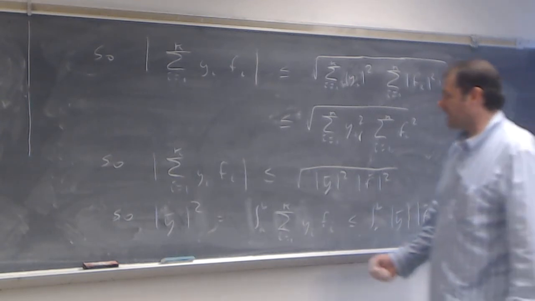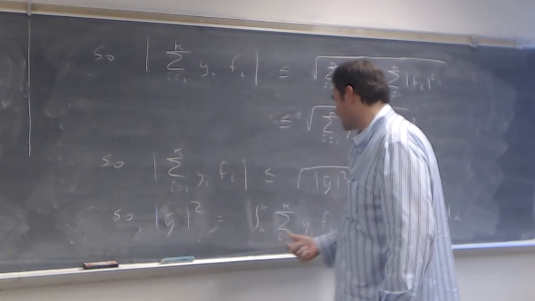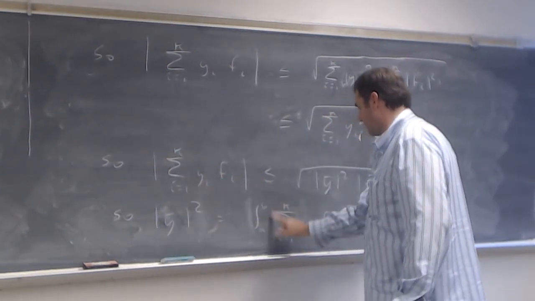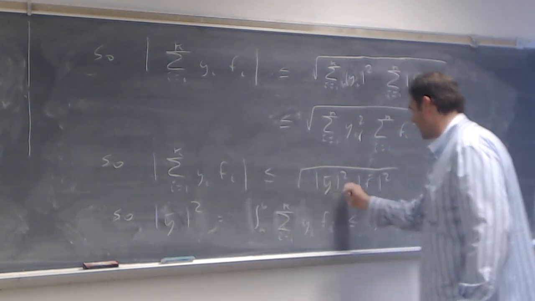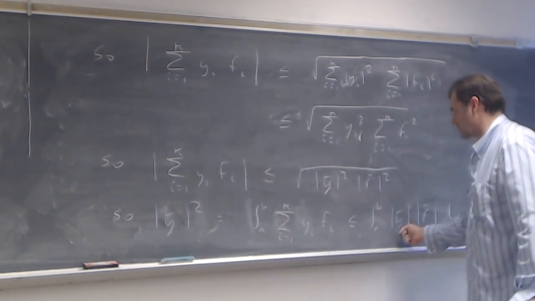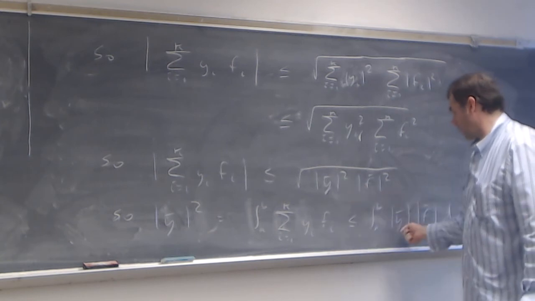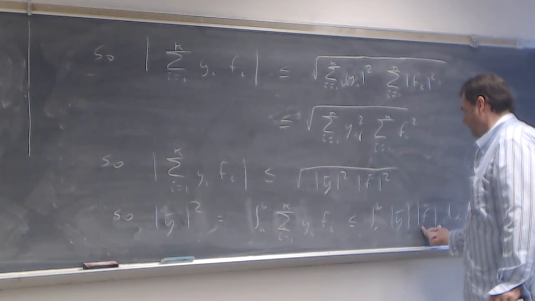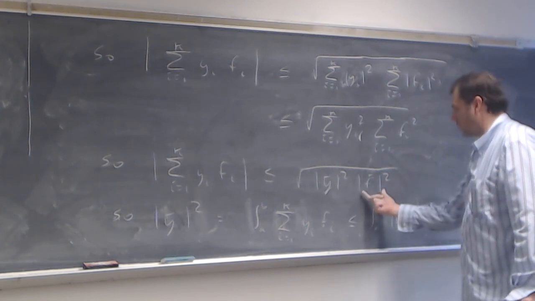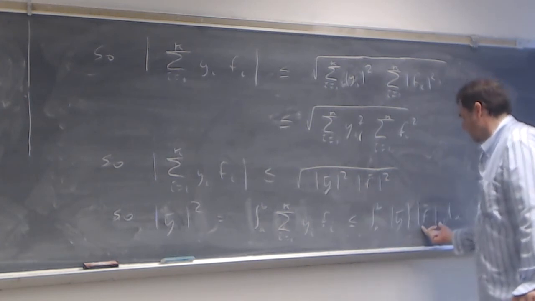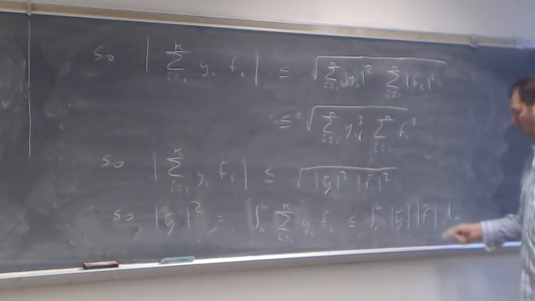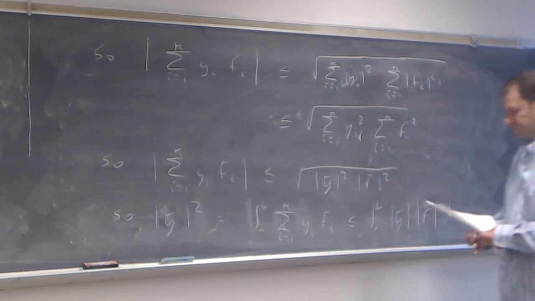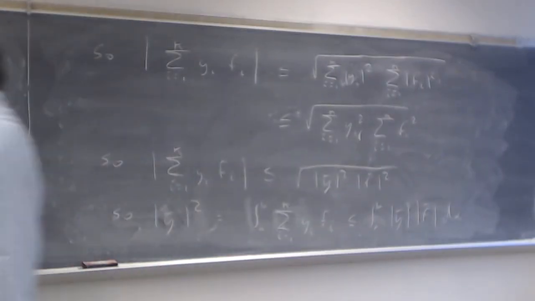And so what we're saying here is that this quantity, which is just a real number, its absolute value, of course, is going to be less than this quantity. The square root of this is just the norm of y, and the square root of the norm of f bar squared is just the norm of f bar, so that's what we have. So that's what we were trying to show. There's a little bit more.